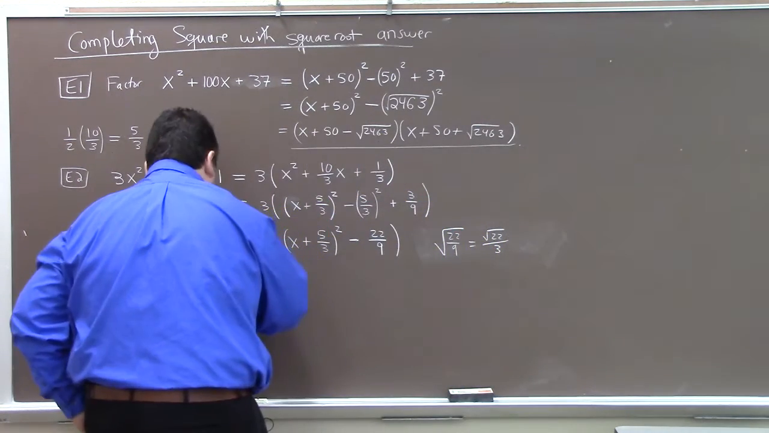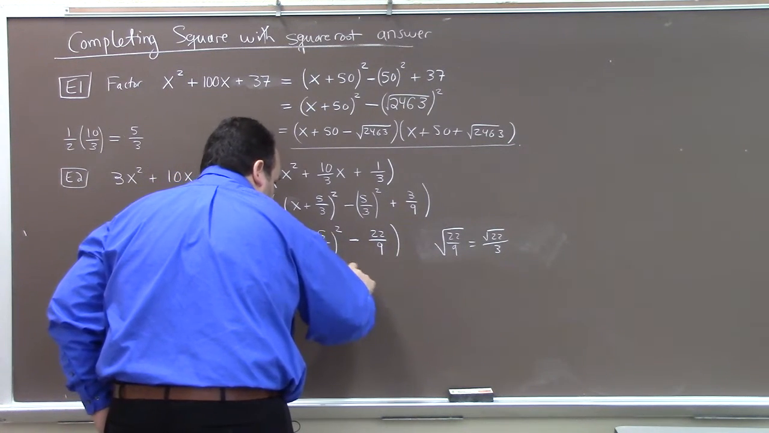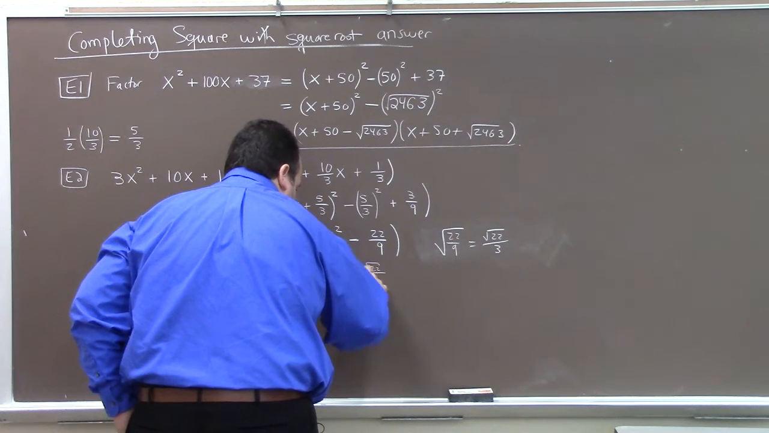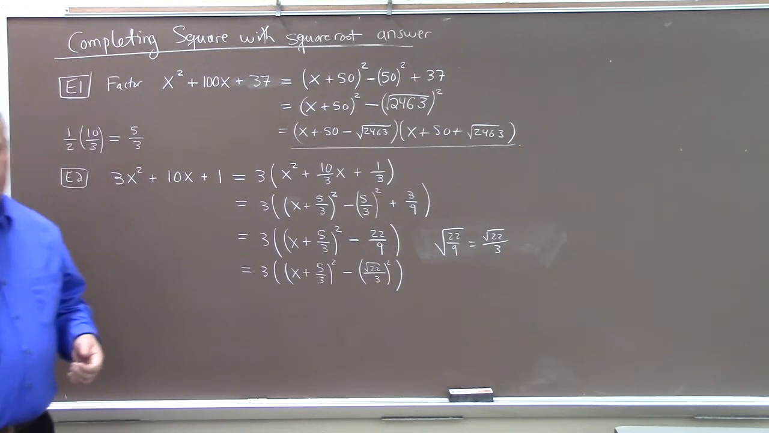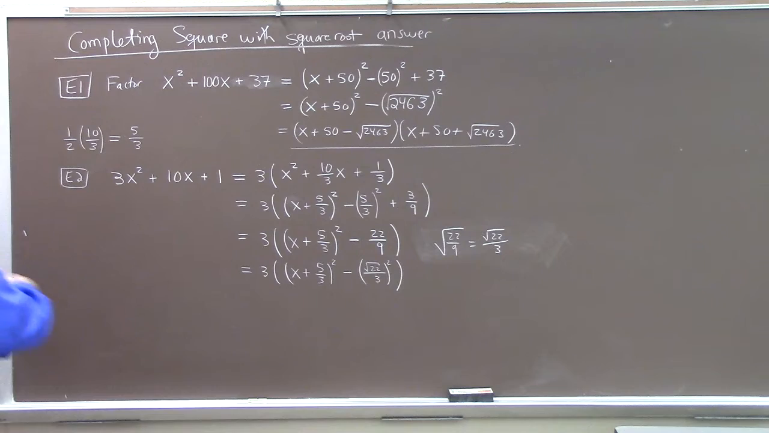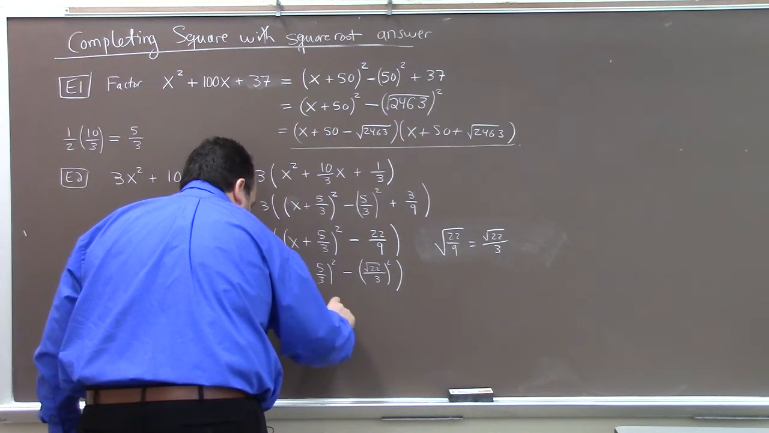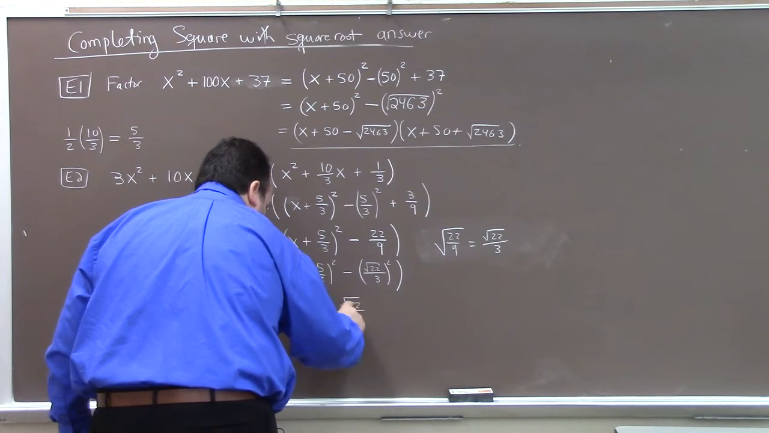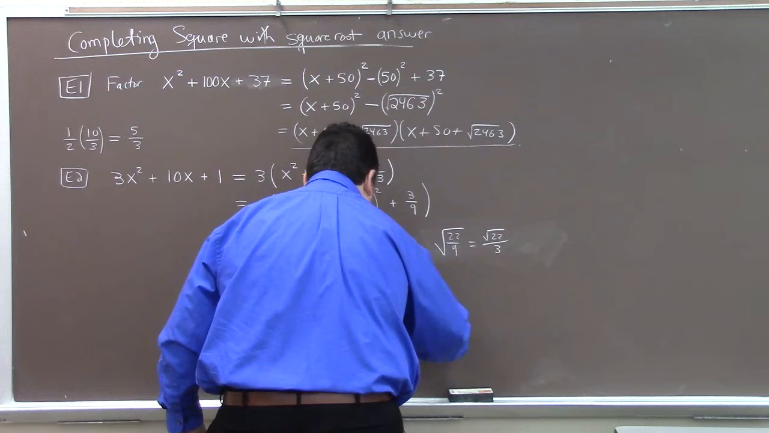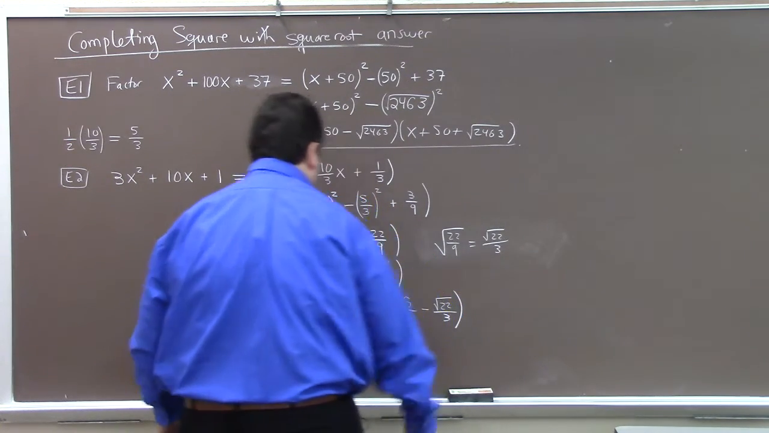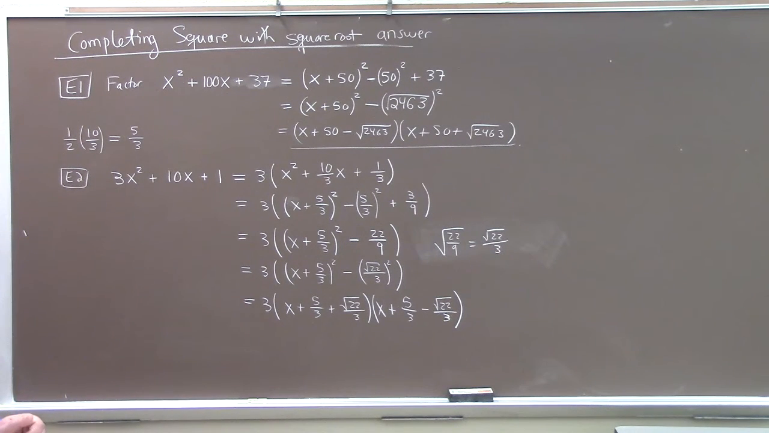So this one's a little bit prettier in the sense that we can do this. This is 3 times (x plus 5/3) squared minus (the square root of 22 over 3) quantity squared. And then difference of squares. So there you have it. That would be that.